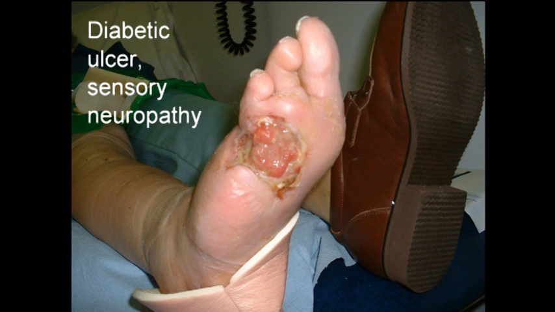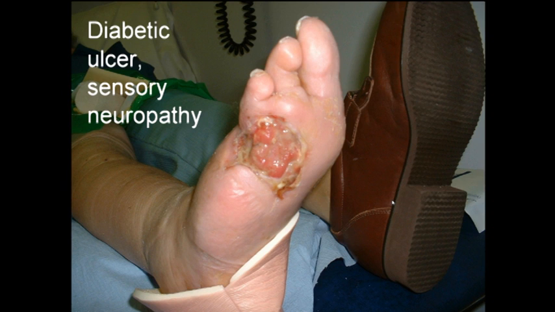Now these next few slides show the influence of systemic disease on wounds, and a systemic disease that we see on a daily basis that affects wounds and wound healing, of course, is diabetes mellitus. And in this case we see a diabetic ulcer. This is in a patient with sensory neuropathy.